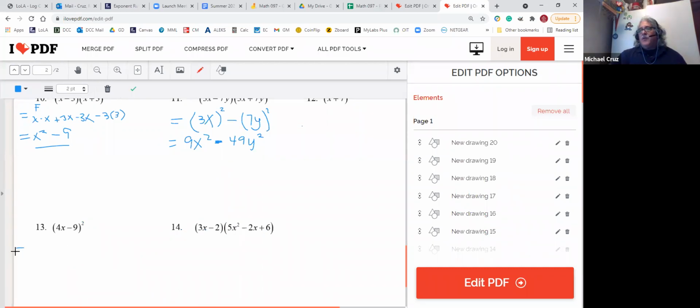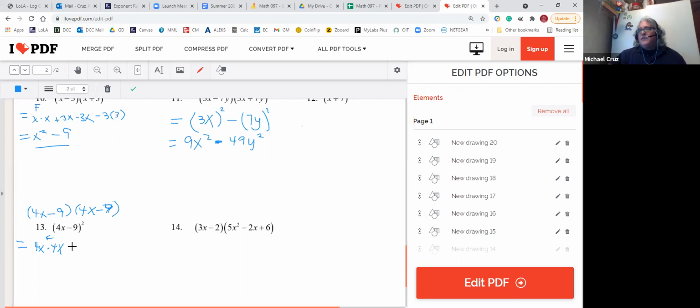All right. So when you FOIL it out, you've got 4x. Oh, and let me rewrite this. This means 4x minus 9 times 4x minus 9. That's all that squared means. It means multiply it by itself. So 4x times 4x. That's the first.